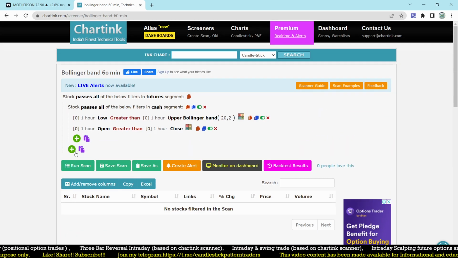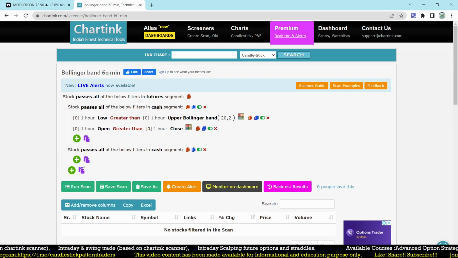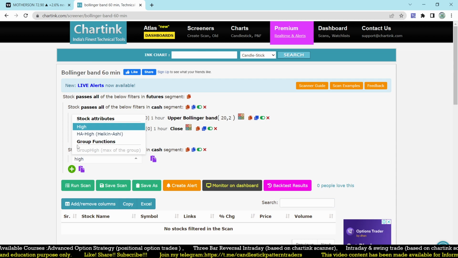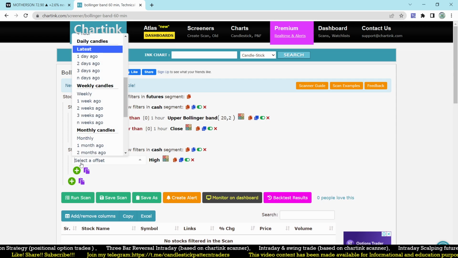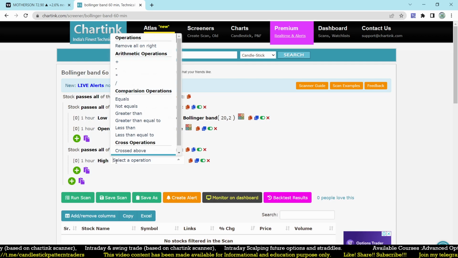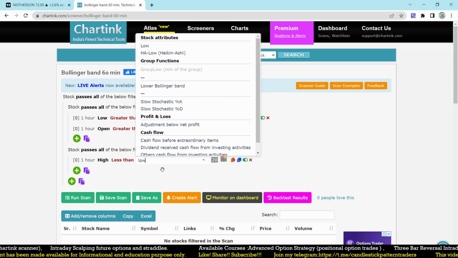And now the second filter which we are going to take, subgroup filters. In this one, what we are going to do, simply we copy this, sorry, we can create it. 1 hour high, that means the latest 1 hour high, must be less than the lower Bollinger Band.